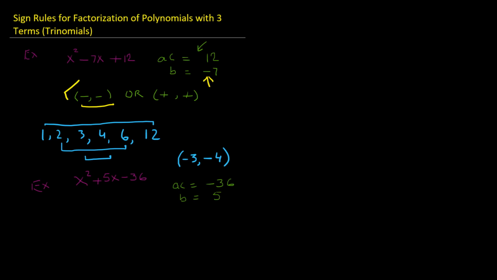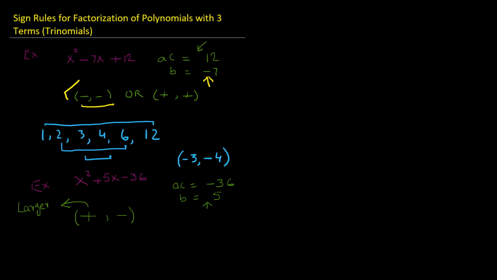Now the product is negative, so one number will be positive and the other number will be negative. This is confirmed, because only then can we get a negative product. Now look at the sign of B. B has a positive sign. It means the larger number will be positive. The sign of the larger number will be positive.